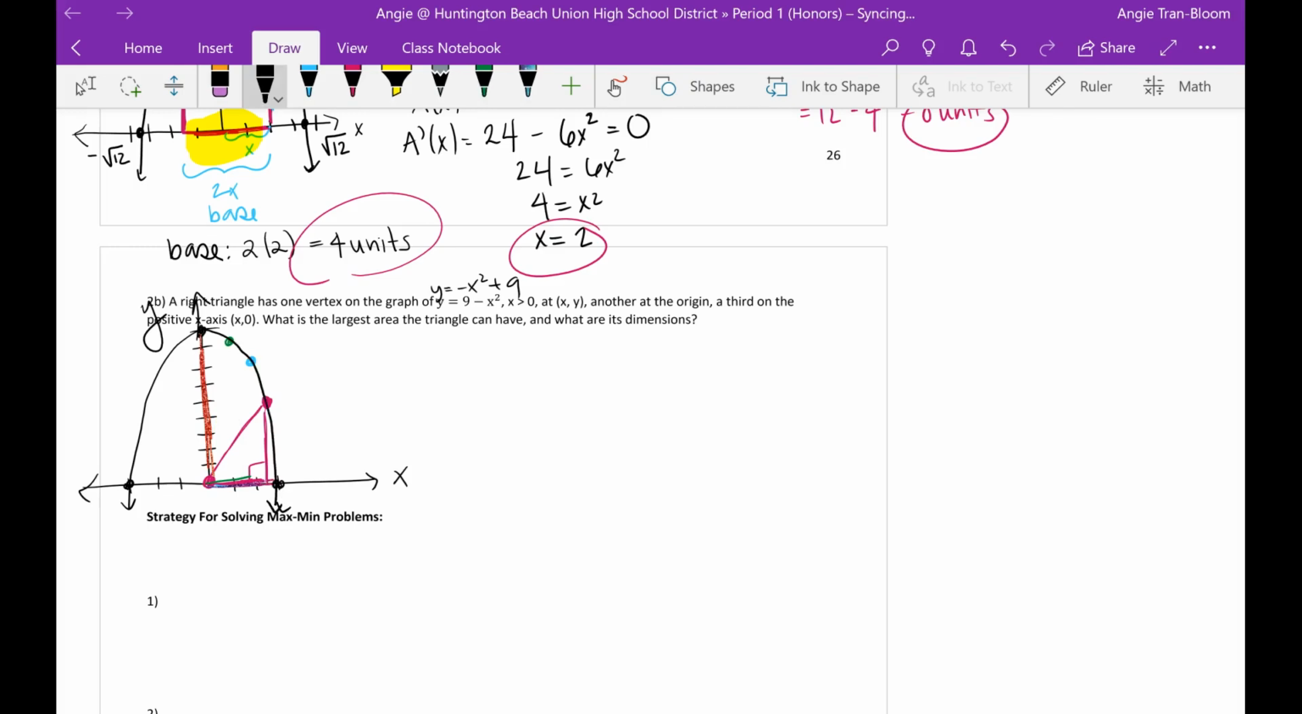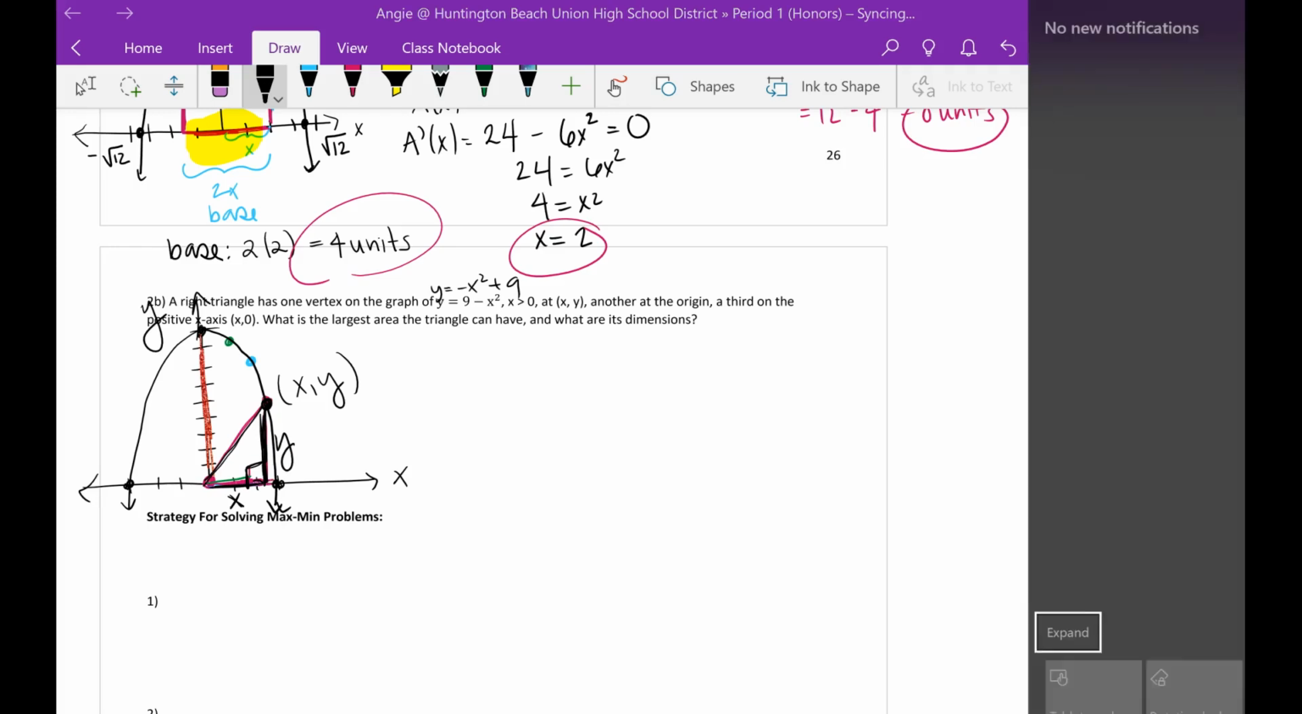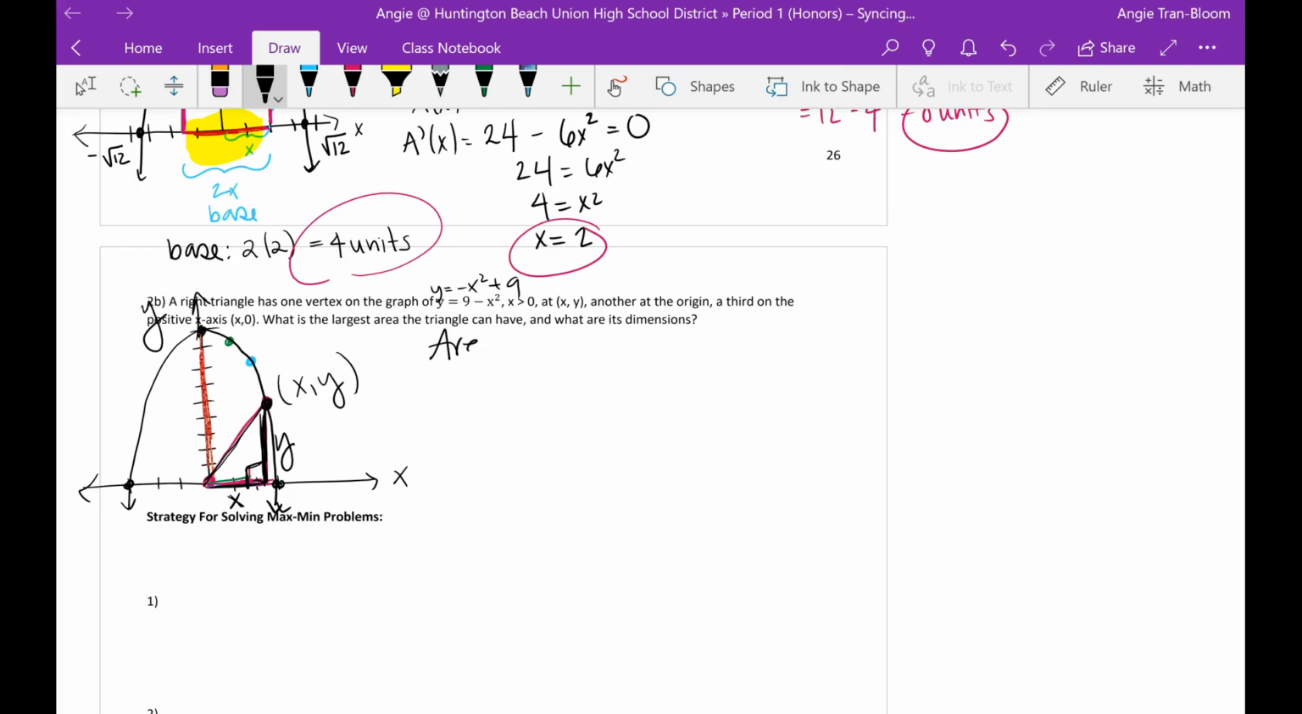Okay, so this is the point x comma y. So my base is going to be an x base, and keep in mind that this x base does not go out all the way to 3, because it's a right triangle. And then this y value is whatever it is, and the hypotenuse. So right away I know this height is y, whatever it is. And the area of a triangle is 1/2, base is x, height is y.